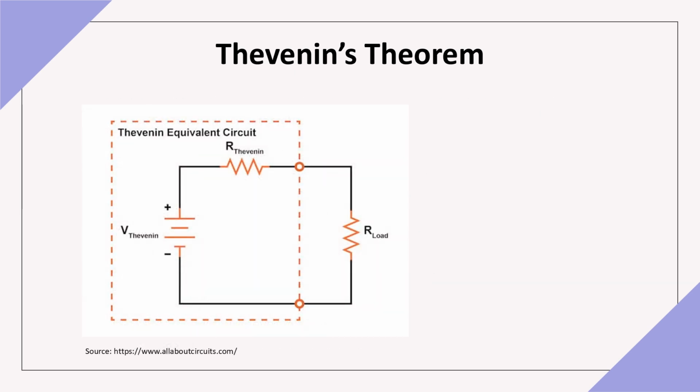Looking at our diagram, this theorem states that any complex network of voltage sources and resistors can be replaced with a single voltage source, Thevenin voltage, VTH, and a single series resistor, Thevenin resistance, RTH. To find these values, first, find VTH by measuring the open circuit voltage between your 2 terminals of interest. Then, find RTH by deactivating all independent sources and calculating the resistance seen from the terminals.